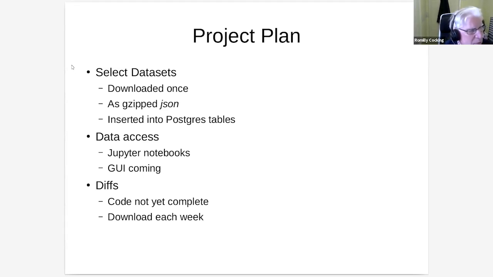There's one bit of the project that isn't complete yet. I mentioned earlier that Semantic Scholar lets you download diffs which contain all the stuff that's been added, deleted, and changed each week. And I still need to write the code to download those and update the database, but I think that's going to be fairly straightforward.